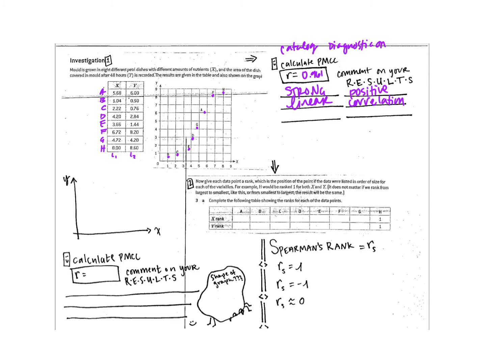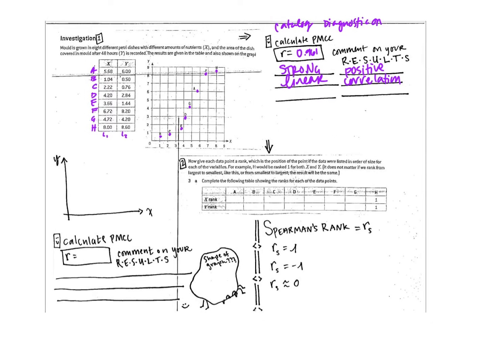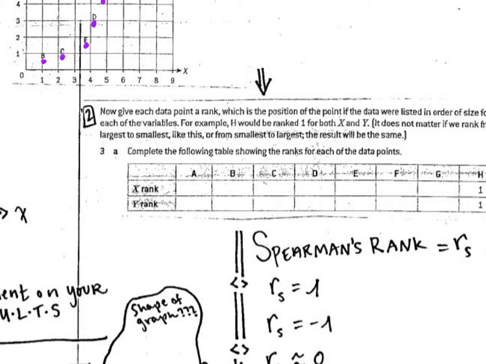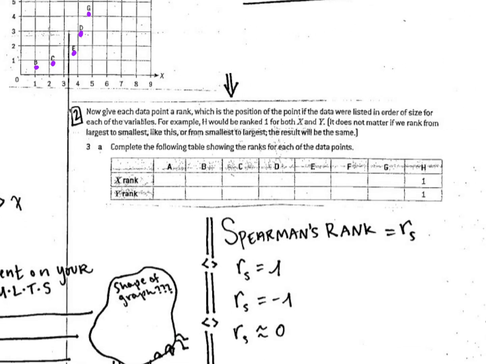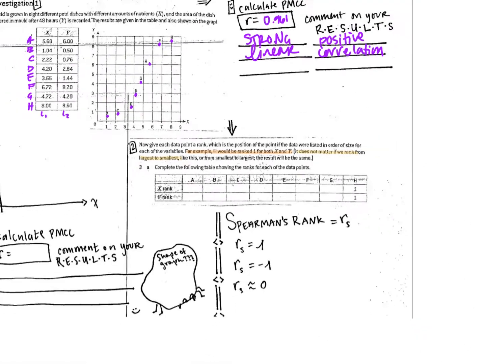Setting up this thing, now give each data point a rank. You're like, okay, I've never done that before. You're going to order them largest to smallest or smallest to largest; it doesn't matter here. They started with H, so that's our largest. So I'm going to zoom in for a second. It tells you right here, for example, H should be ranked. And it goes on to say it doesn't matter because the results are the same, so just be consistent with that.